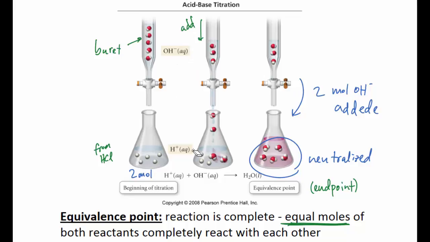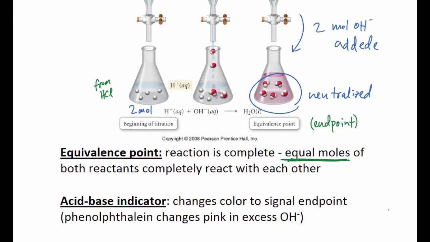So, if we started with 2 moles in here, it would take 2 moles from there to completely neutralize it. So, typically, we use an acid-base indicator to change color in order to signal the endpoint. For instance, phenolphthalein turns pink when the solution has excess hydroxide. So when the solution is basic overall, we get a pink color.